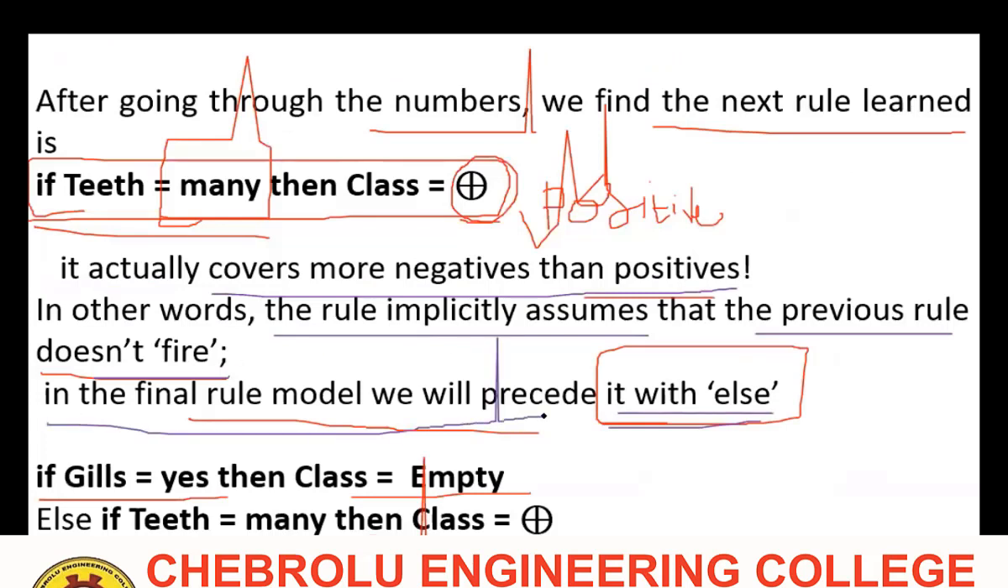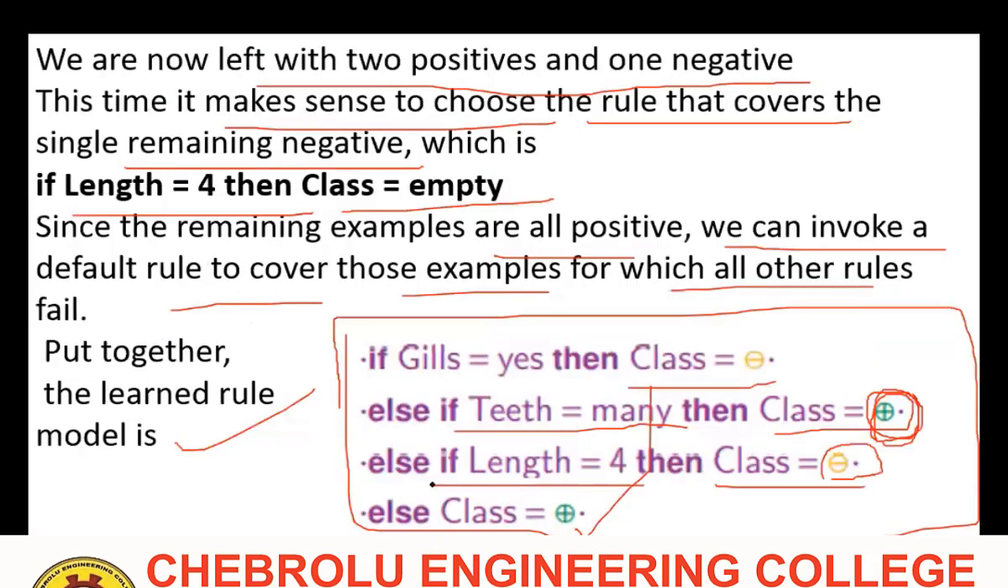In the final rule model, we will precede it with else. Now we can say this is negative. Instead of empty, we have to say it is negative, not empty. And else, if teeth is equal to many, then class is positive. Now we are left with 2 positives and 1 negative.